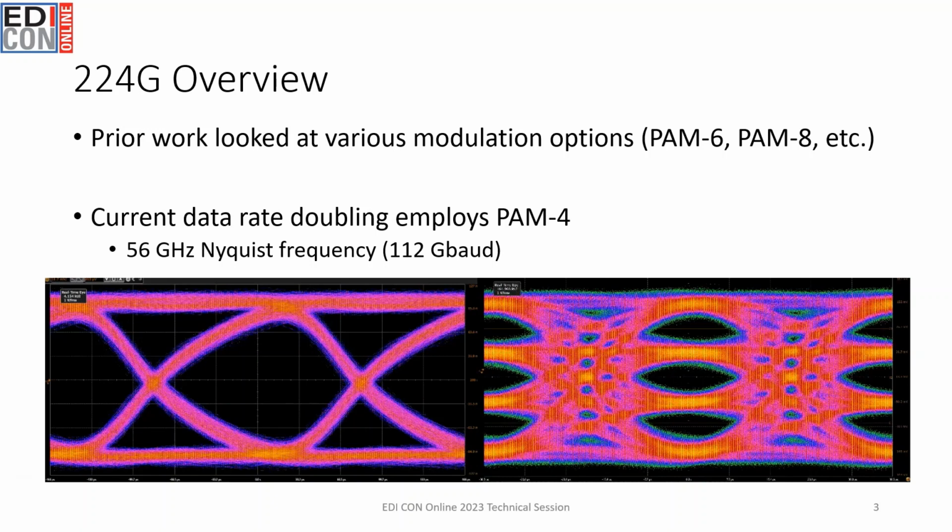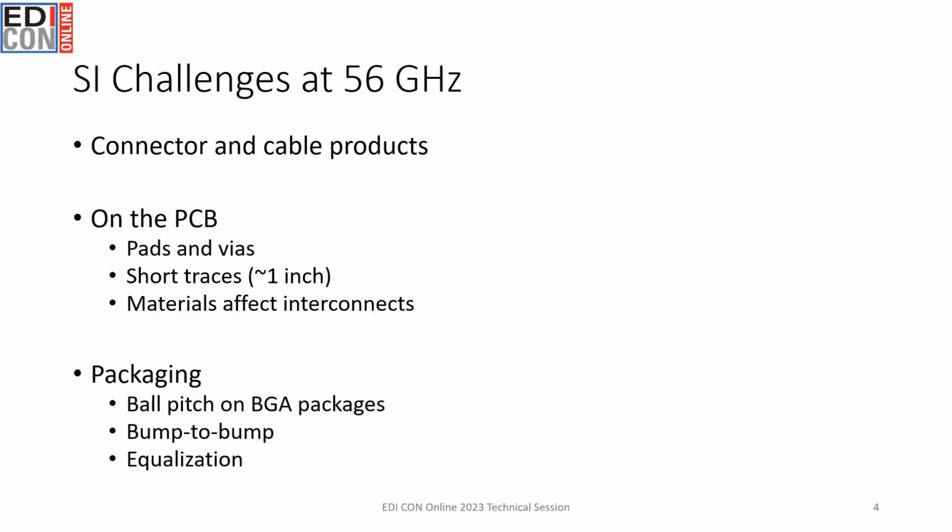That requires reducing loss and ensuring impedance matching, so low return loss, up to at least 56 gigahertz in these channels. So 56 gigahertz is, I guess you could say, the magic frequency we need to target, and really we're targeting everything from DC up to 56 gigahertz. So this creates signal integrity challenges in 3 broad areas.